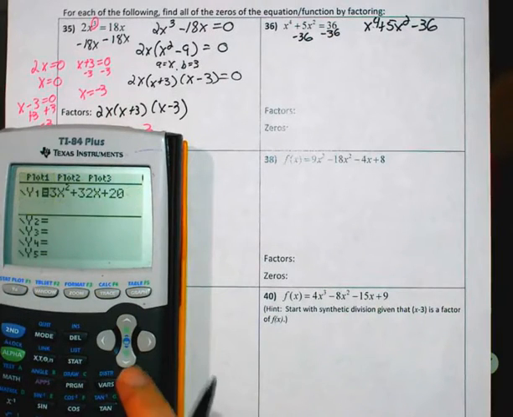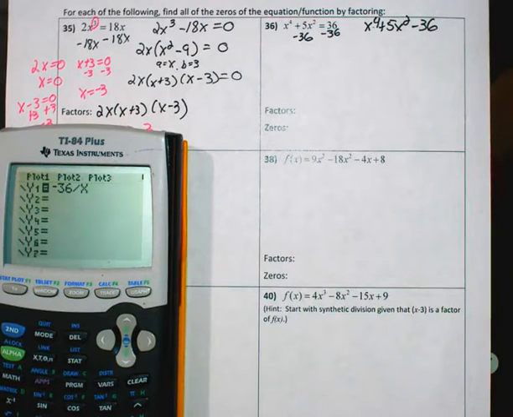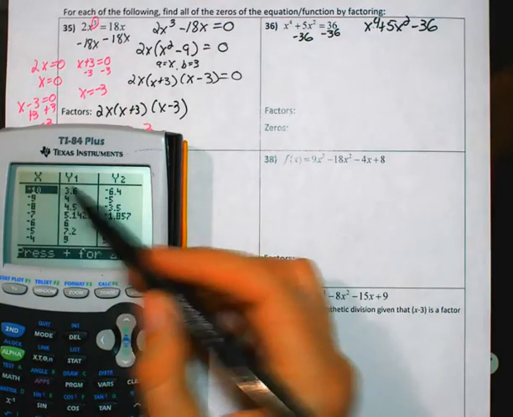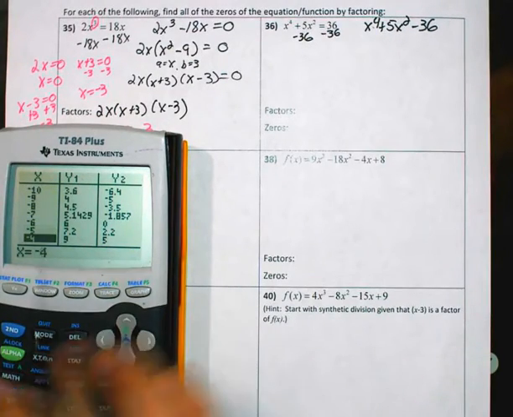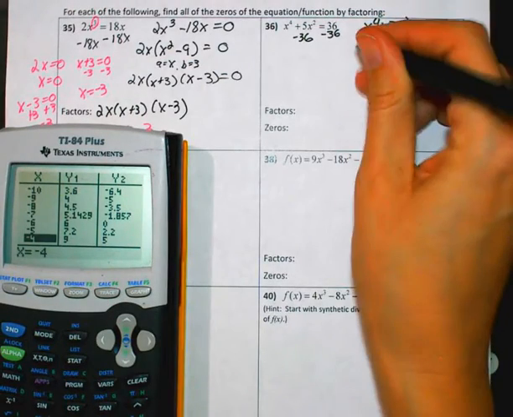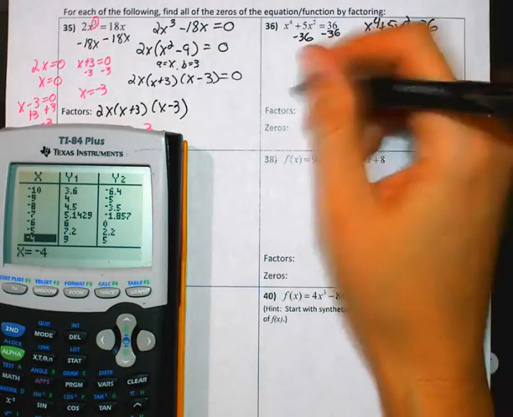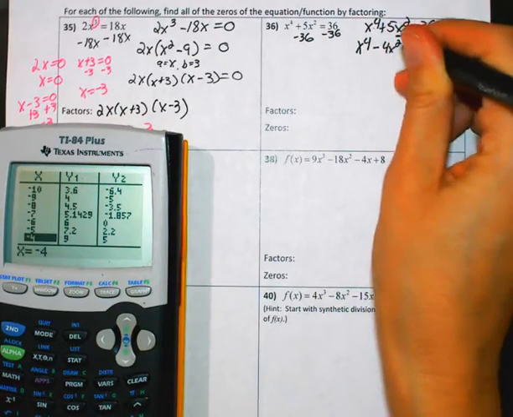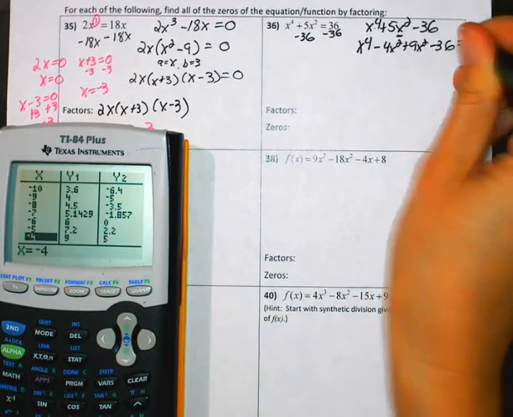By going to y equals, I have negative 36 divided by x and x plus negative 36 divided by x. Go to your table. Remember that the first two columns are the factors. Here is where I'm going to be looking for that positive 5. There's the positive 5. So x to the fourth. Remember, we're going to split that middle term, and that middle term has x squared with it. So x to the fourth minus 4x squared plus 9x squared minus 36 equals 0.